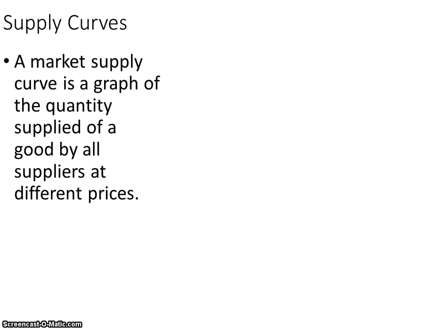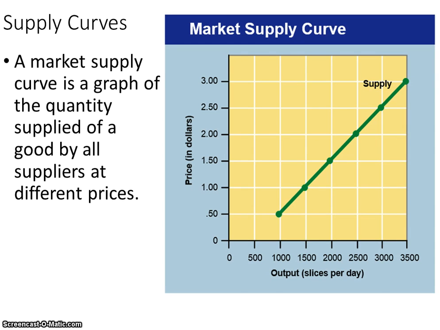If we take our data from the supply schedule and plot it on a graph, we will produce a supply curve. A market supply curve is a graph of the quantity supplied of a good by all suppliers at different prices. Here is a supply curve based on the supply schedule of the pizza we just looked at in the previous slide. At 50 cents a slice, 1,000 slices of pizza will be produced a day.